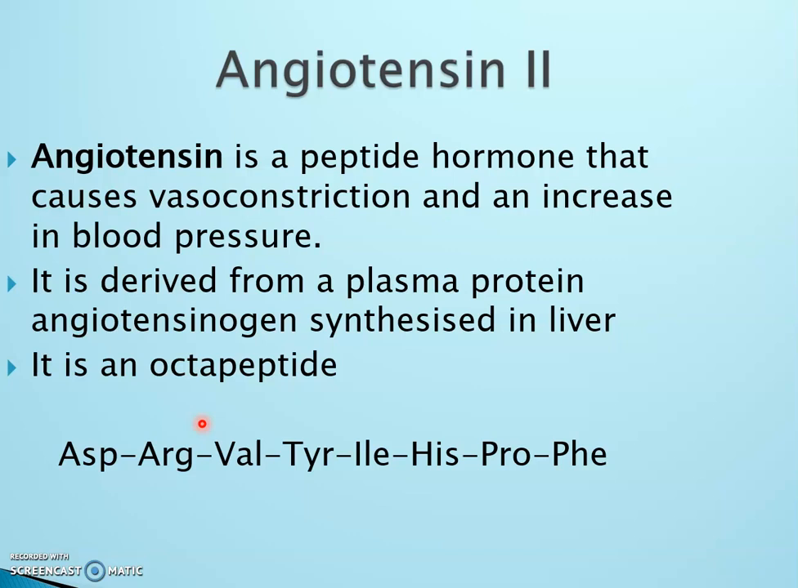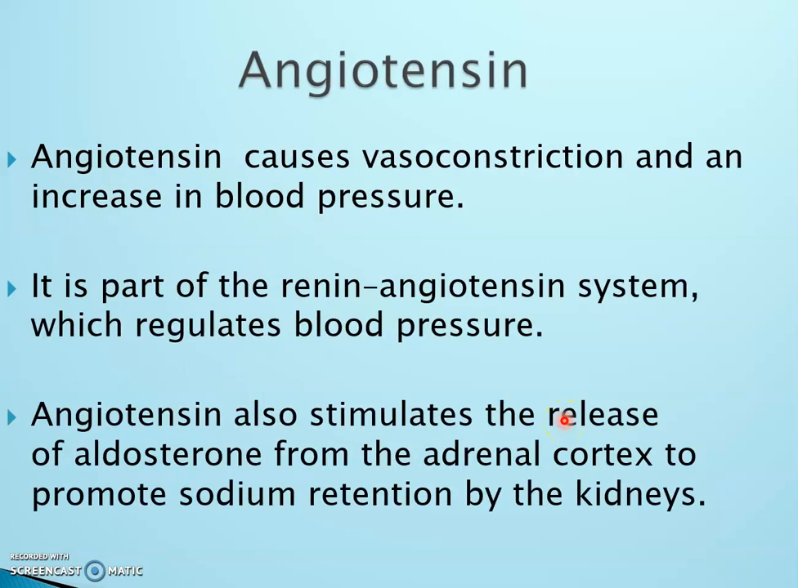The third hormone is angiotensin II. Angiotensin is a peptide hormone that acts as a vasoconstrictor. This increases the blood pressure of the body. It is derived from a plasma protein called angiotensinogen, which is synthesized in the liver, and it is an octapeptide, that means it contains 8 amino acids in its peptide structure. It increases the blood pressure, and it is also part of the renin angiotensin system, from which aldosterone is released. Aldosterone controls the electrolyte balance in our body. So it controls the blood pressure and the electrolyte balance of the body.